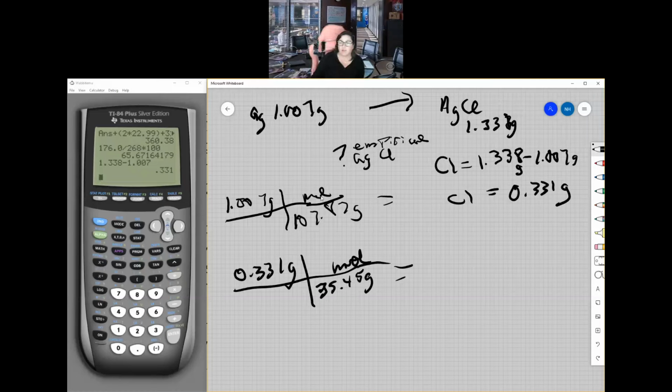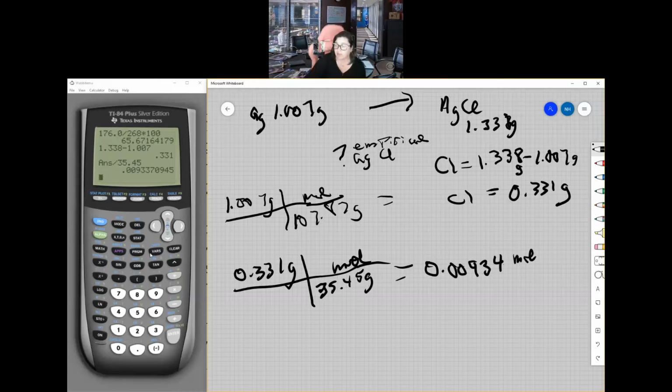Okay, let's take a look at that. So let's do the chlorine calculation first, since we just calculated the mass of that. We'll divide that by 35.45, and that's going to give me 0.00934. 3 sig figs in the mass that I have, so I'll round to 934. We round up because of the 7. Okay, awesome.